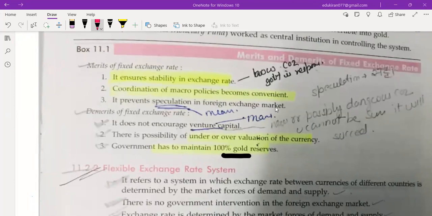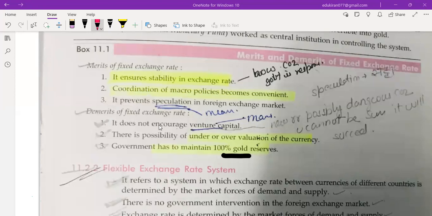Speculation is basically when we put money thinking that this time the foreign exchange rate will increase. Because it keeps on fluctuating, that's why it is done. But over here, if it is fixed, nobody will do speculation, because it is fixed by the government. So we cannot say that it will increase or decrease, a type of bet. Clear? So it prevents speculation in the foreign exchange market.